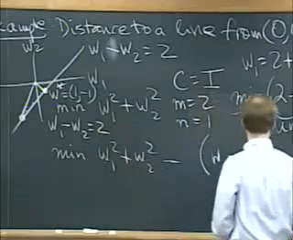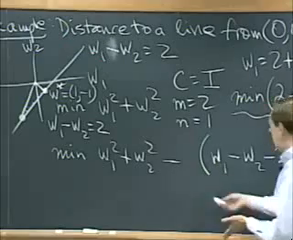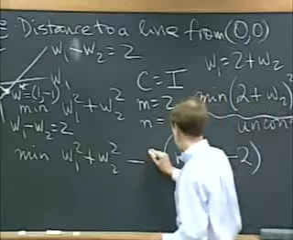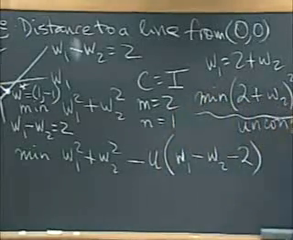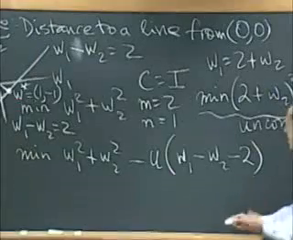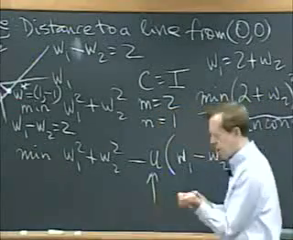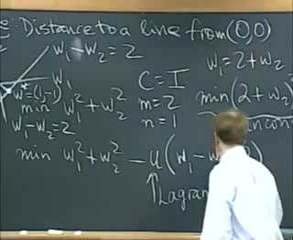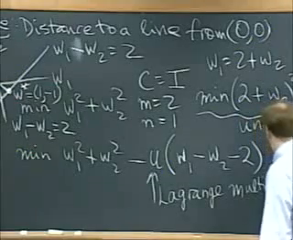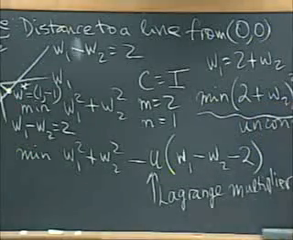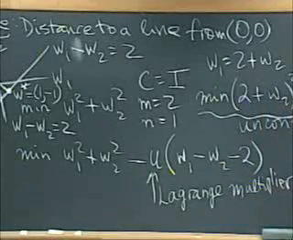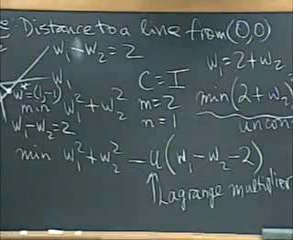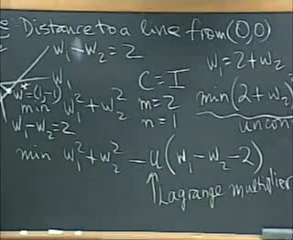Let me put the 2 on the same side and multiply this by some mysterious shadow multiplier that I'll call U. Lambda is often used, but for a reason you'll see, I wanted to call it U. So this is the famous Lagrange multiplier. It multiplies the constraint. Now I have a problem with 3 variables, W1, W2, and U.